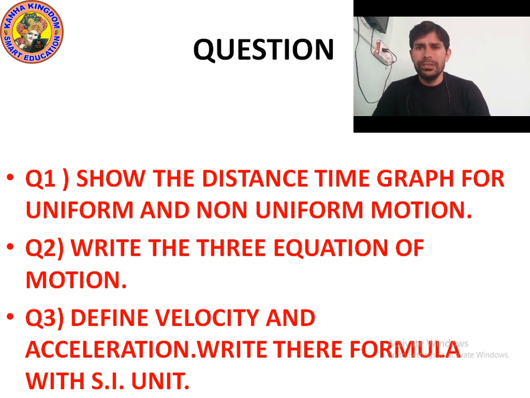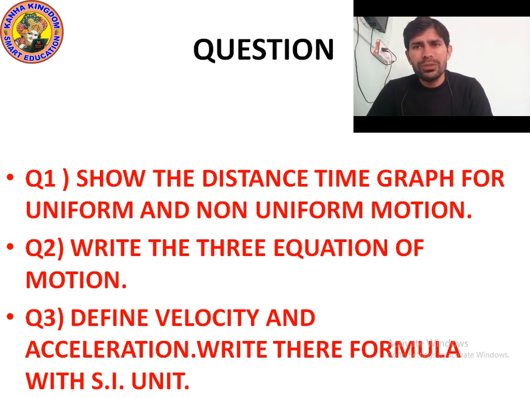What is acceleration? Acceleration is the change in velocity of a body per unit time, or you can say acceleration is the rate of change of velocity. The formula of acceleration is change in velocity upon time. Suppose the velocity of a body changes from initial velocity u to final value v in time t, then acceleration a is equal to v minus u upon t. The SI unit of acceleration is meter per second square.